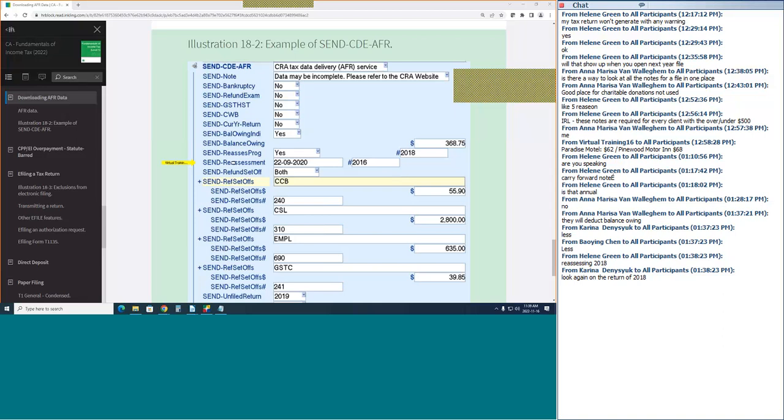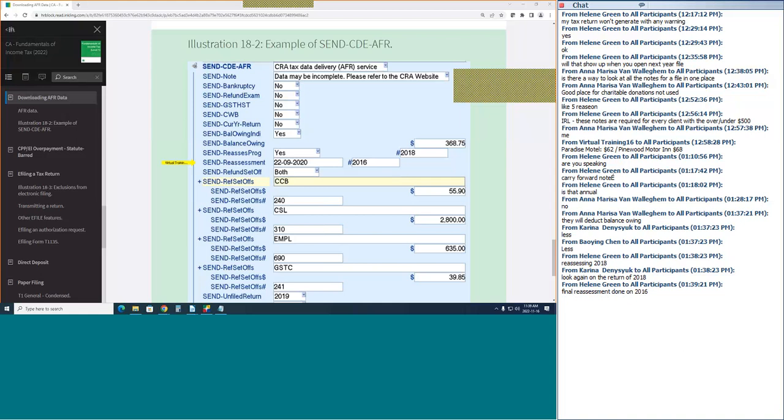This is going to say that there was send reassessment, and it's going to say a date, 22/09/2020, and it's going to have a number or a year, 2016. What's that telling me? It's going to say they finished an assessment of 2016. So they have reassessed 2016.